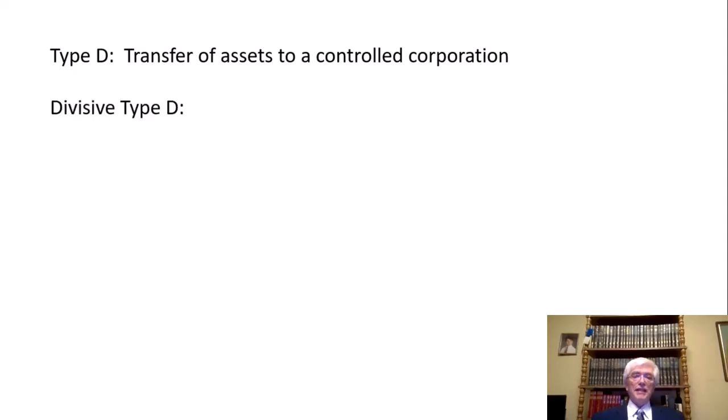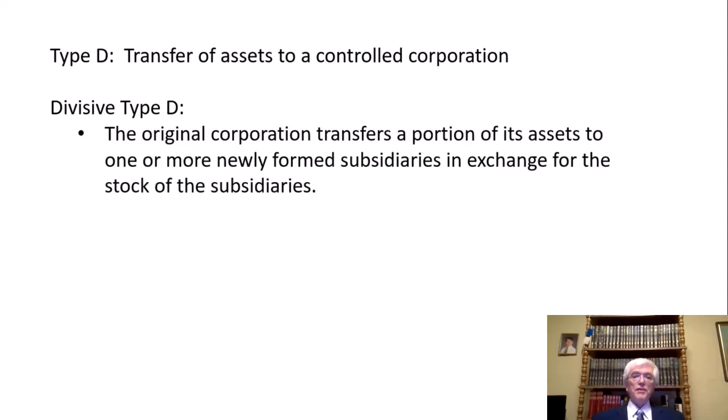A divisive type D, where we're taking a corporation and dividing it up somehow, the original corporation will transfer a portion of its assets to one or more newly formed subsidiaries. So there we have the transfer of all or part. If it's all, well, you may be looking at an acquisitive D, although we'll see in a minute that's not always true. But if it's a portion, then definitely we're talking about a divisive D, where we are taking one corporation and dividing it up somehow.